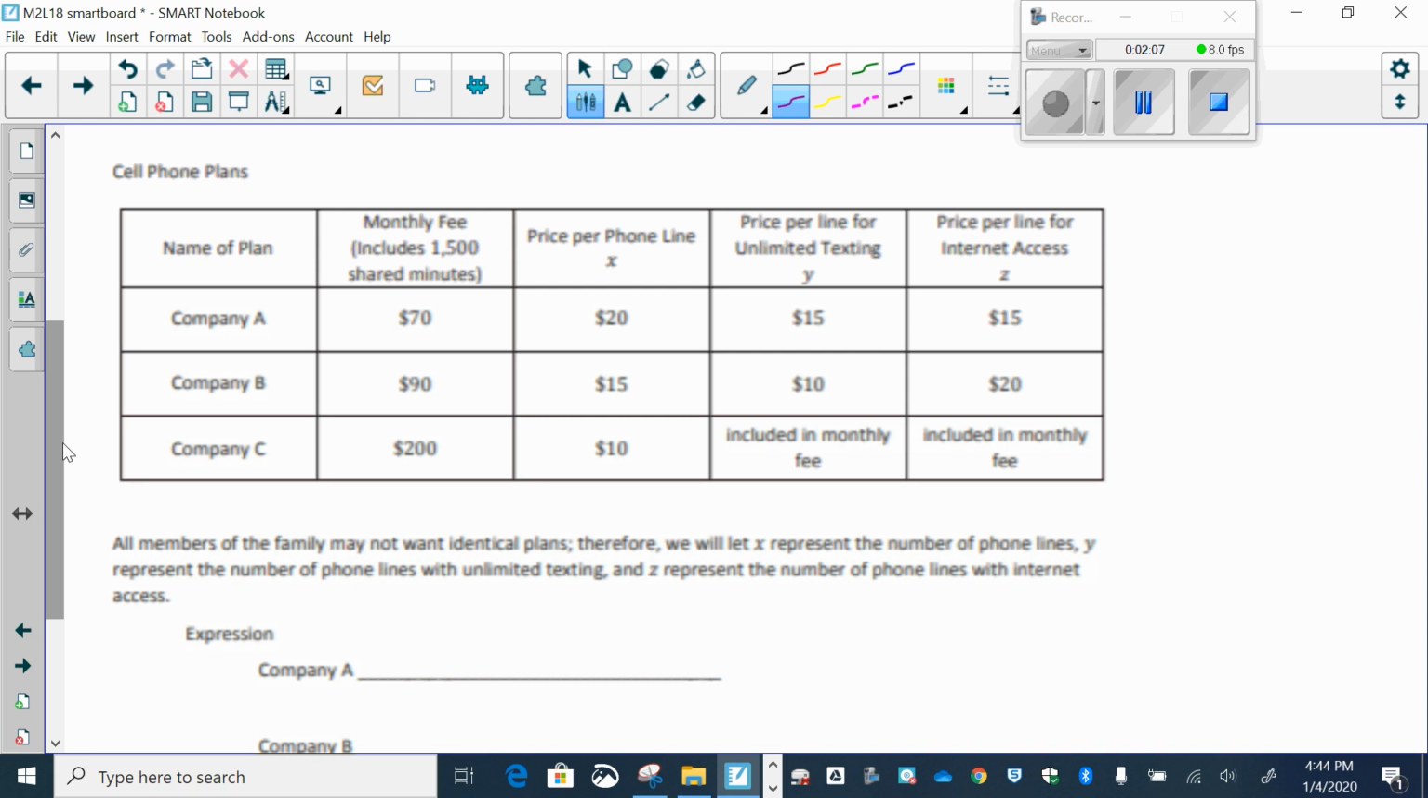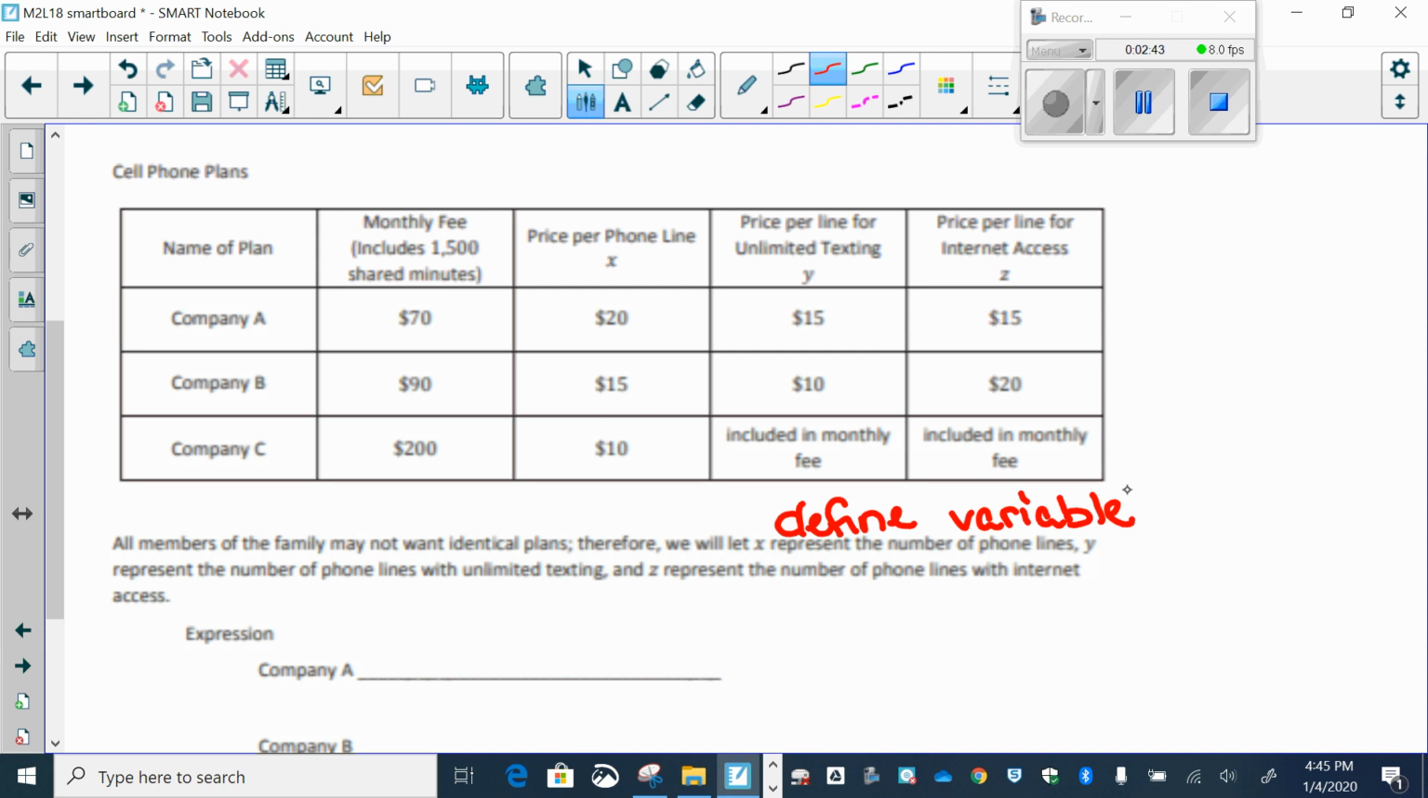All right, all members of the family may not want identical plans. Therefore, we're going to let... They're defining the variable. This is really important when you're talking about word problems and you're writing the expressions or the equations. If you're using a variable, you need to define what the variable is. So they say let x represent the number of phone lines, y represent the number of phone lines with unlimited texting, and z represent the number of phone lines with internet access.